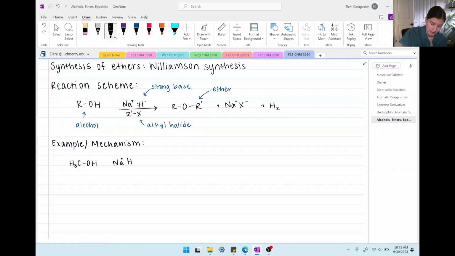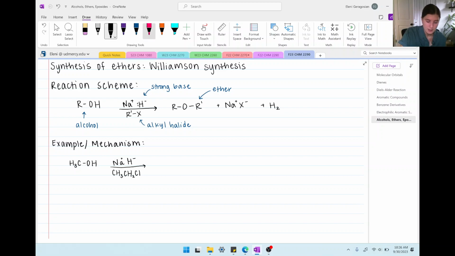I'll add the charges in here just so we can remember that we have positive sodium, negative hydrogen. That makes it a strong base. And then we'll do chloroethane. So CH3CH2Cl. This is also another reaction where it doesn't necessarily matter what's above the arrow, what's below the arrow. As long as you have these three components really present in the reaction, then the reaction will carry through.